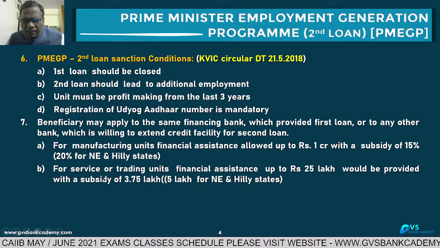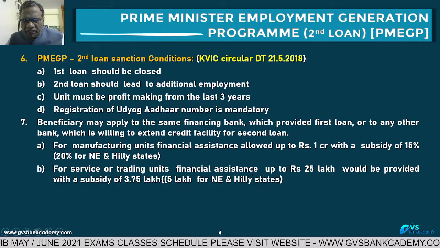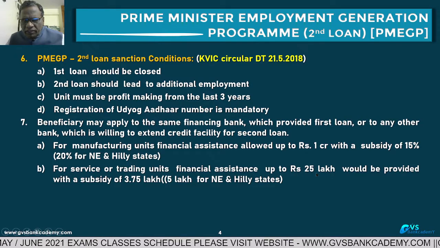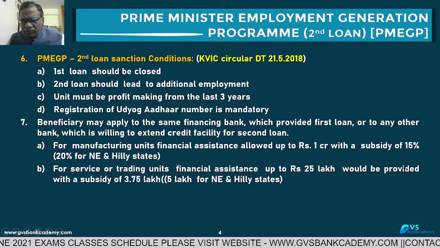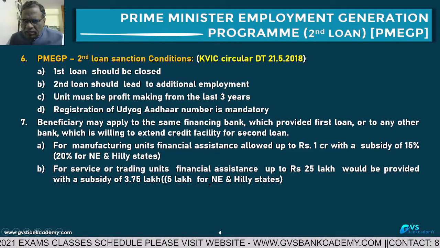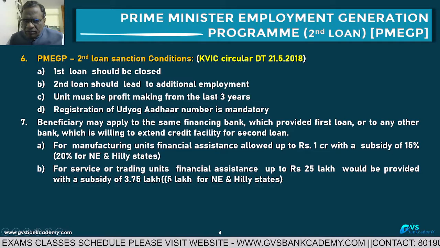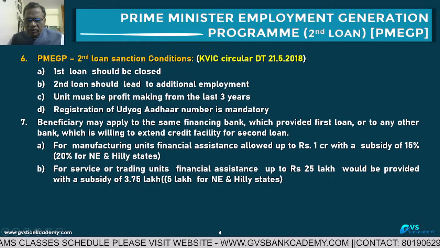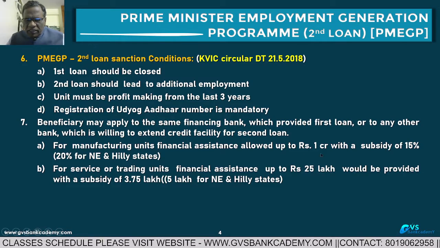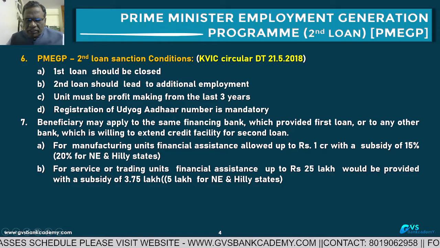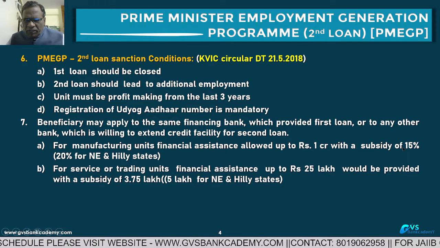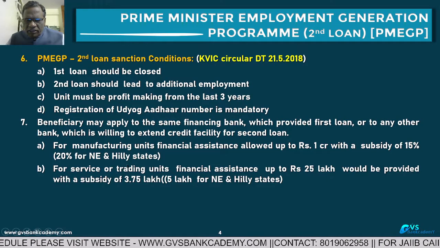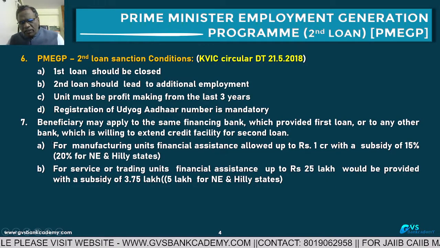For service sector or trading units, financial assistance up to 25 lakhs is available under the second loan, with a subsidy of 3.75 lakhs, that is 15% normally and 20% in northeastern and hill areas. So for the manufacturing sector, the second loan is 1 crore, and for service or trading sector, 25 lakhs. These are the conditions.